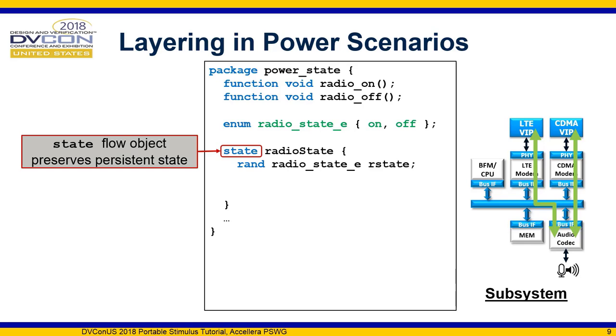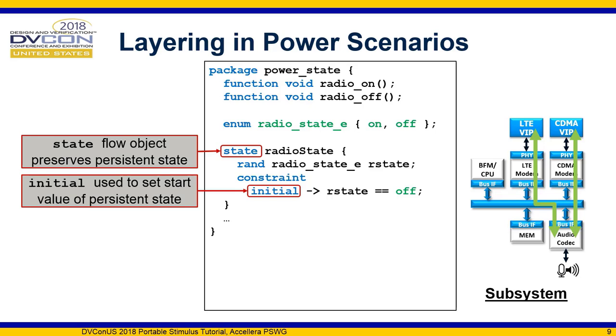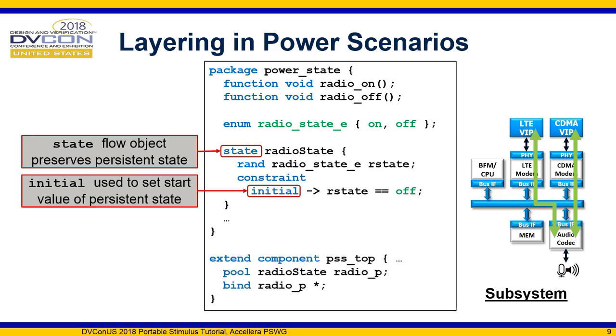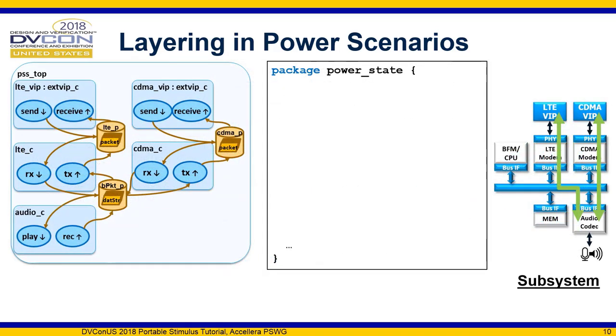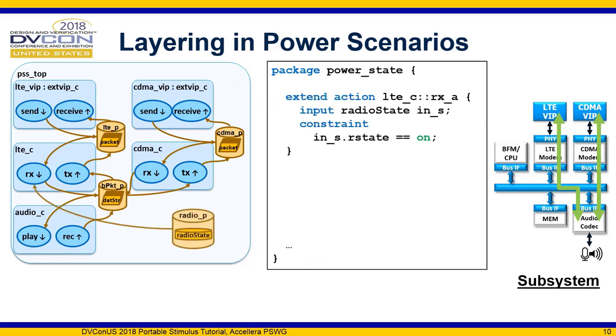This is the only way to have persistent state in the portable stimulus model. A state object may have an initial constraint, so the variable is true when the thing is starting up. It lets you set the initial state of this radio to being off. And then we're going to create some top-level component, and we're going to bind this state object to anybody who wants to talk to it. I'm going to show you where those things get used. So the important thing here is a state object. Think of it as an object that's remembering the current state of the radio, and when it got instantiated, it got set to off. Right? The system knows it's off.